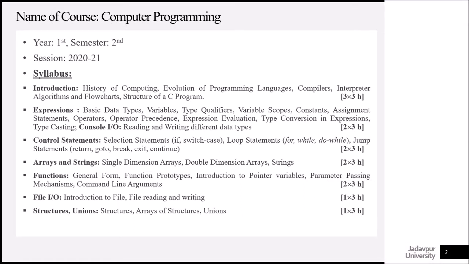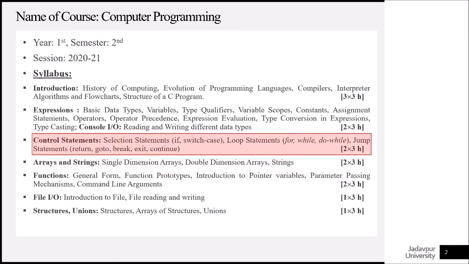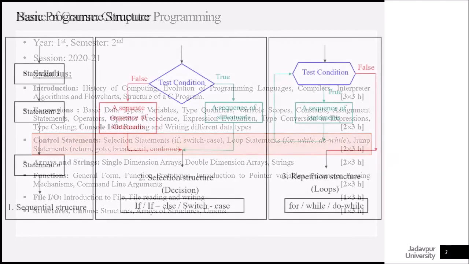In terms of the syllabus or course content being covered, we are at this stage as indicated by this red rectangle. The first part of control statements dealt with selection statements, if, else, switch case, etc., and was covered in detail in the previous class. In today's lecture, loop or iteration statements such as for, while, do while, etc. are going to be introduced.